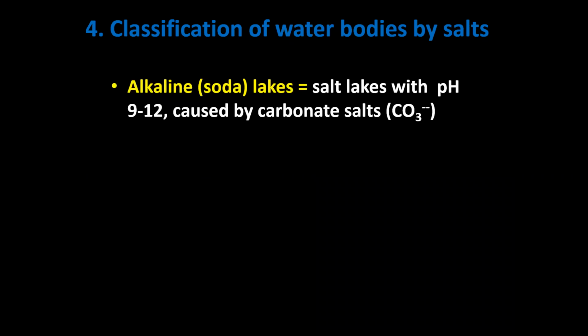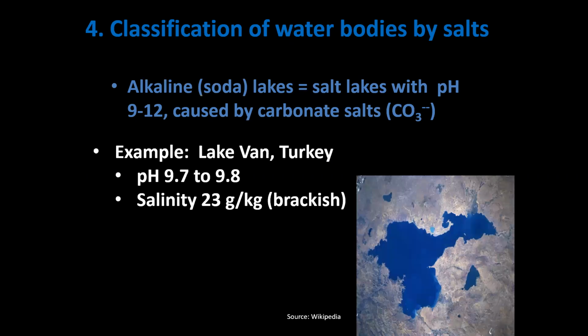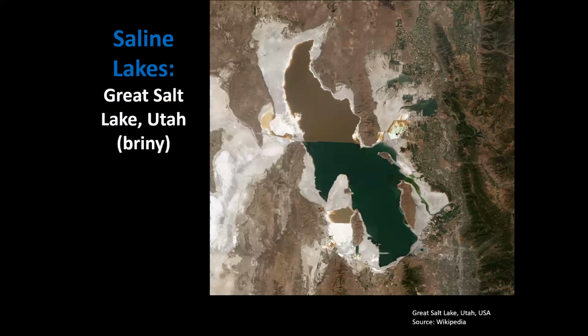And within the salt lakes, you can talk about alkaline or sodium soda lakes because they have a lot of carbonate ions in them. And they have a higher pH, 9 to 12. So an example is this Lake Van in Turkey with a pH of 9.7 to 9.8, which varies with the amount of precipitation, and the salinity is 23 grams per kilogram, so they're brackish.